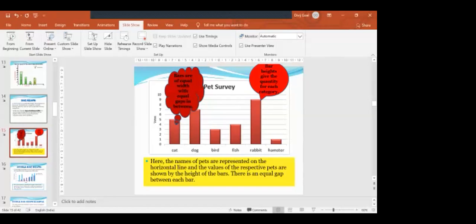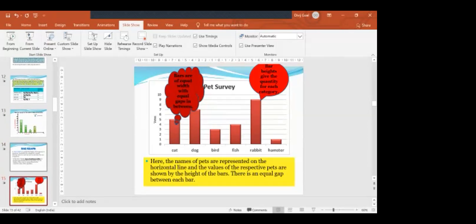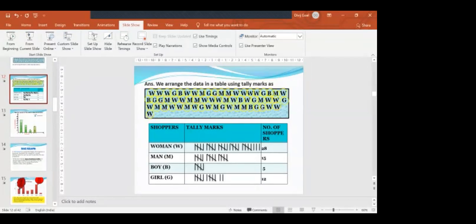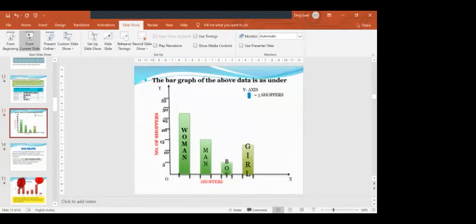I hope no need to remind you that the graph has equal gap. Now, this was the data yesterday. You all are saying we are done. So 28 was the value of women. This we have done. 15 was the value of men, and 5 was the value of boy, and 12 was the value of girl. So we are going to construct this bar graph using the same data which we made yesterday, for which we made the frequency table yesterday.